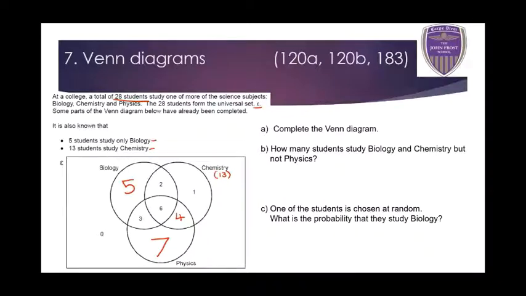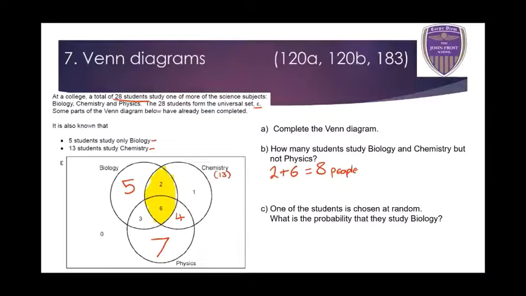How many students study biology and chemistry, but not physics? We're looking for the overlap of biology and chemistry. Okay, so here we go. You would have hopefully recognized that this is the overlap. Ta-da. And then all you do is add the numbers up. 2 plus 6 equals 8 people. Easy peasy, all right? And then part C.